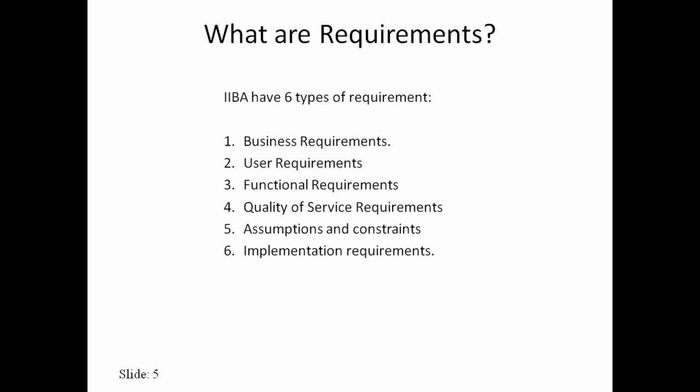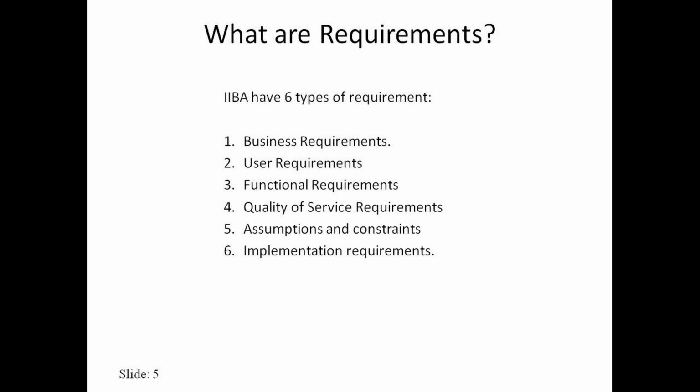So yes, IIBA talks about 6 types of requirements. At high level, these are 3 types of requirement, but the system level, business requirements or user requirement can be further classified. Business requirement is as it is. In IIBA, the system requirements get converted into functional requirements, and the fourth one you see is called quality of service requirement, also called non-functional. Functional and non-functional. Then you have assumptions and constraints, and implementation requirements.